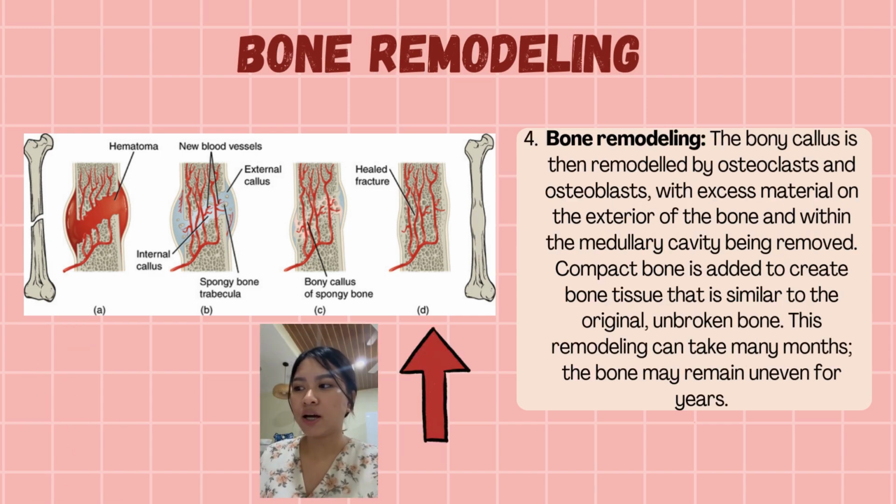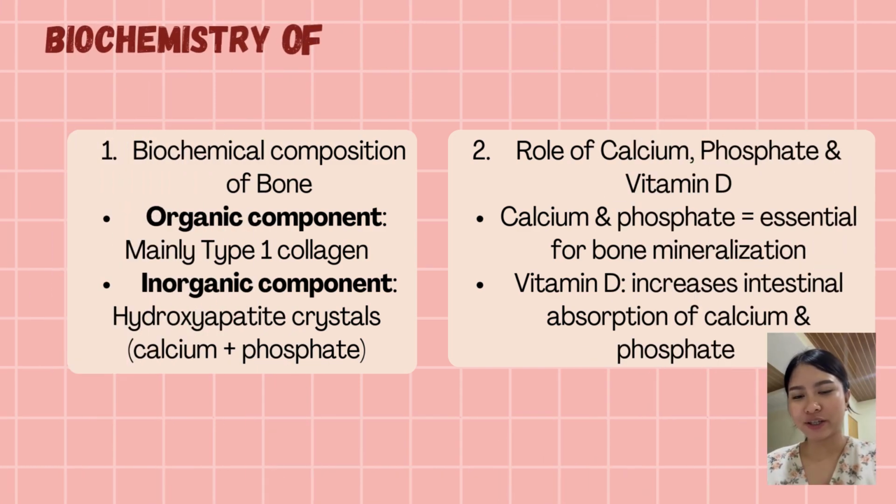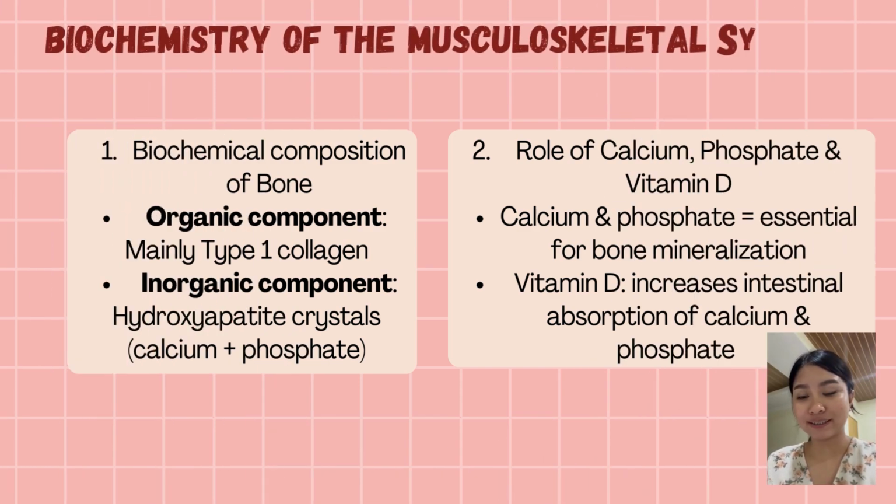Finally, during bone remodeling, osteoclasts and osteoblasts will reshape the bone to restore its original structure and strength. This process may take several months or even years. In addition, let us look at the biochemistry of the musculoskeletal system.